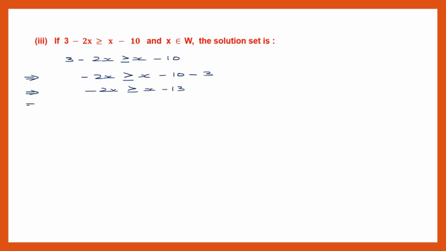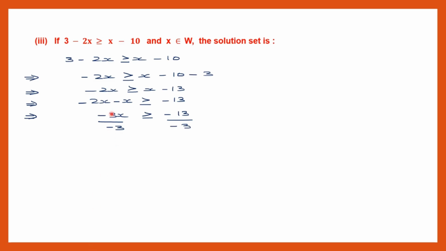Now I'm going to transpose the x. So here I have minus 2x. I'm transposing the x from this side to the left hand side. Here it's plus, so when it comes here it becomes minus. So minus x is greater than or equal to minus 13. So here what do I have? Minus 3x is greater than or equal to minus 13. So here what I can do is, to remove this minus 3, I can divide both sides by minus 3. So here I'm going to divide this by minus 3 and divide this also by minus 3.